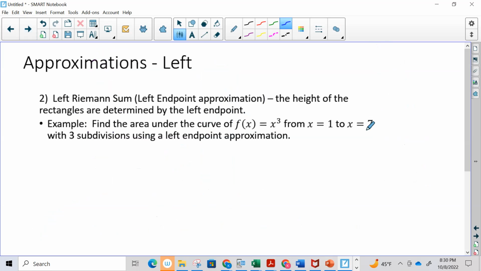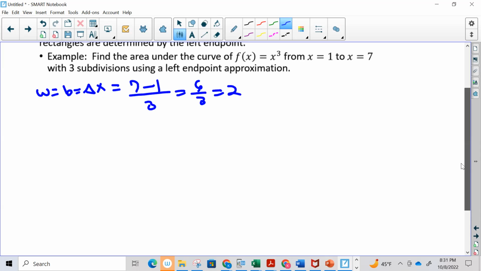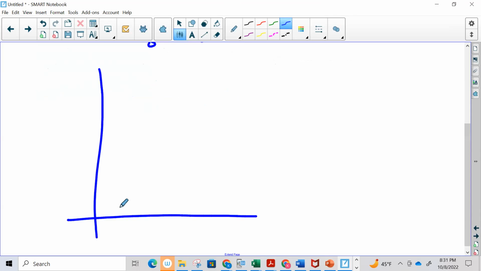So for the left Riemann sum, we're going to do the same thing. Again, your homework would say left endpoint approximation, but the height of the rectangles is determined by the left endpoint. Okay, so we're doing the same thing. Find the area under the curve f of x equals x cubed from 1 to 7 with 3 subdivisions. So again, my width, or your base, or textbooks will technically call it delta x, we find with b minus a divided by that. We did this already for the other one, so it's the same thing. We draw our curve, and then again, we're going to go up by 50s.